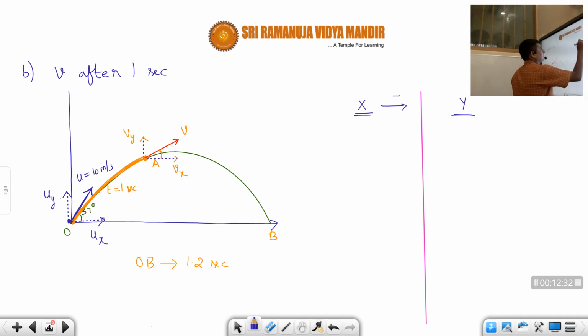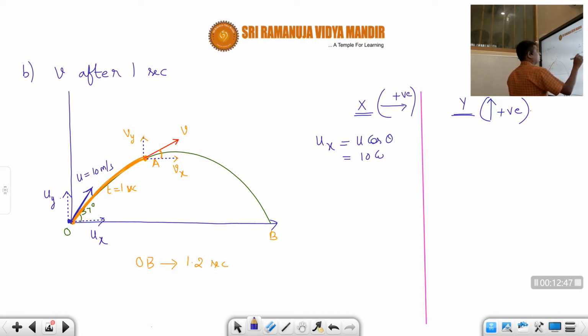Let us say this side we consider as positive. Upward is positive. So this sign convention we have to take anyway. Now initial velocity in x direction is equal to u cos theta. That is equal to 10 into cos 37, 10 into 4 by 5. So that means 8 meters per second. Correct or not students?